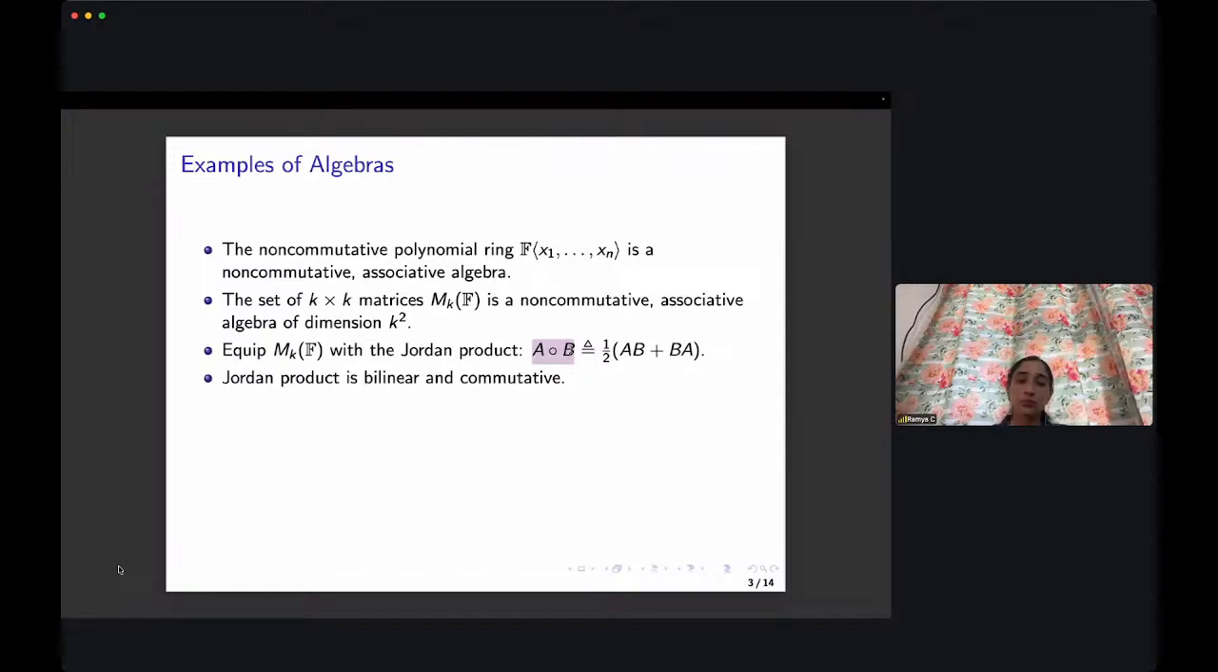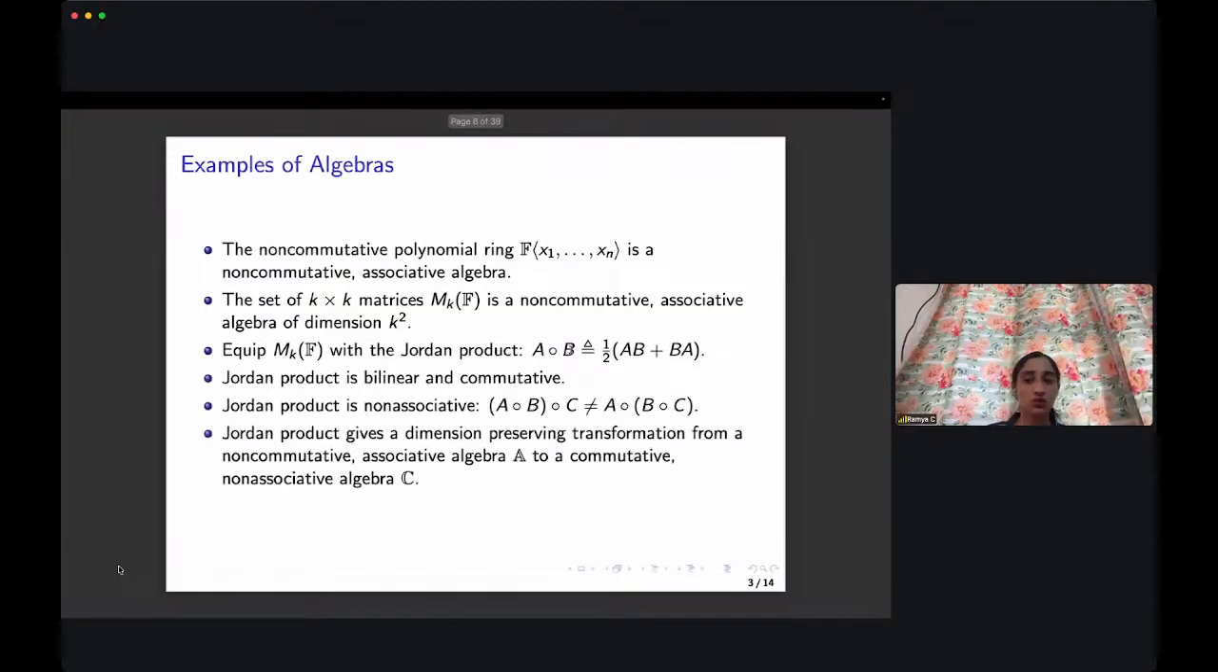Jordan product again is bilinear because matrix multiplication is bilinear. But while matrix product was actually non-commutative, you get that Jordan product is commutative. So you have gained commutativity by equipping the same vector space with this new product operation. But is there something you have lost? You have lost associativity.